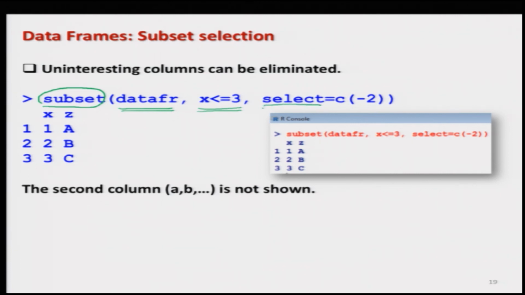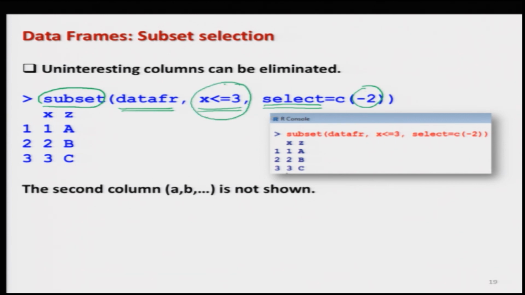Suppose you want to also remove the second column from the data set. For that you have a command here, select, and if you want to remove it, just use the negative sign. So, c(-2) inside the parenthesis will remove the second column, and it will give you the data set corresponding to which x is less than or equal to 3.